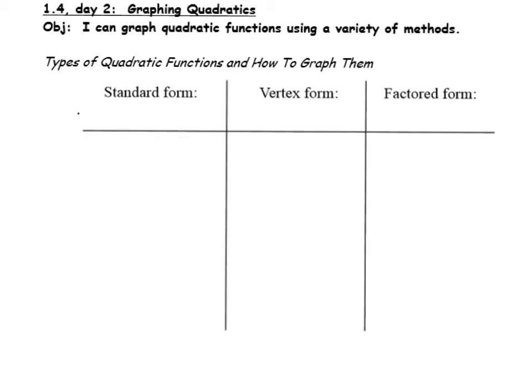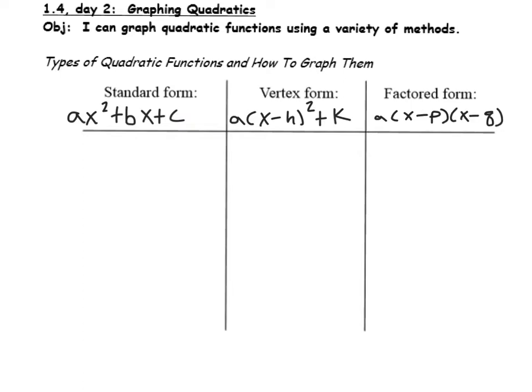Standard, I'm pretty sure we talked about in day 1. In fact, I know we did. ax squared plus bx plus c. Vertex, which I don't think we've addressed yet, looks like that. And factored, which at some point you've seen, looks like that. Yeah, really for the most part on day 1, it was all standard, okay?